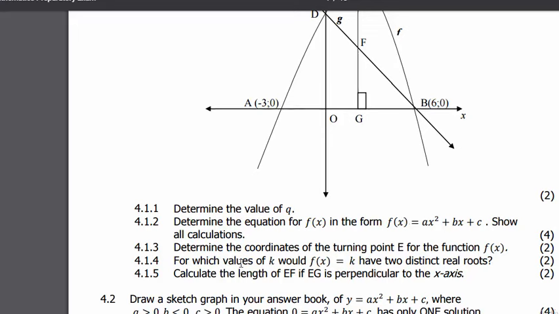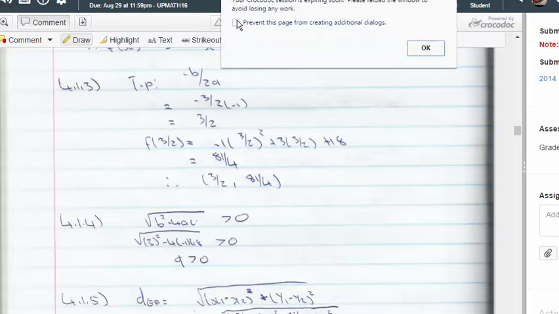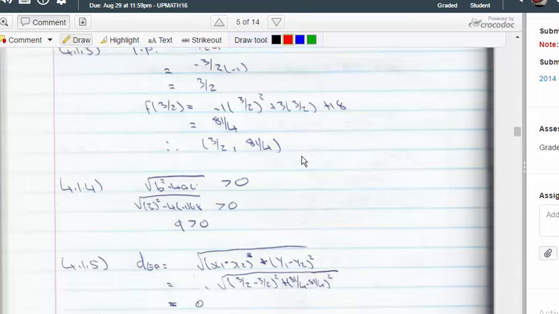For which values of k will f(x) equal to k have two distinct roots? Now, guys, they are going to ask you a question like this. Just get it. Get it now. Okay?